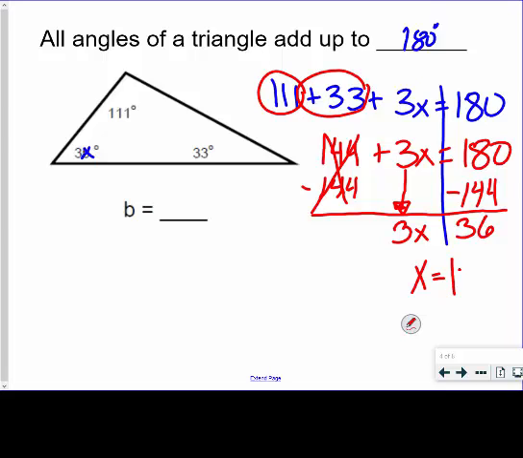So then what does X equal? 12. Hey, at least you didn't say 12 because then she would have actually given us an answer. So B is 12 degrees. Is that degree important? Yeah, that's just like making sure you add feet or centimeters at the end. That tells you what you're dealing with.